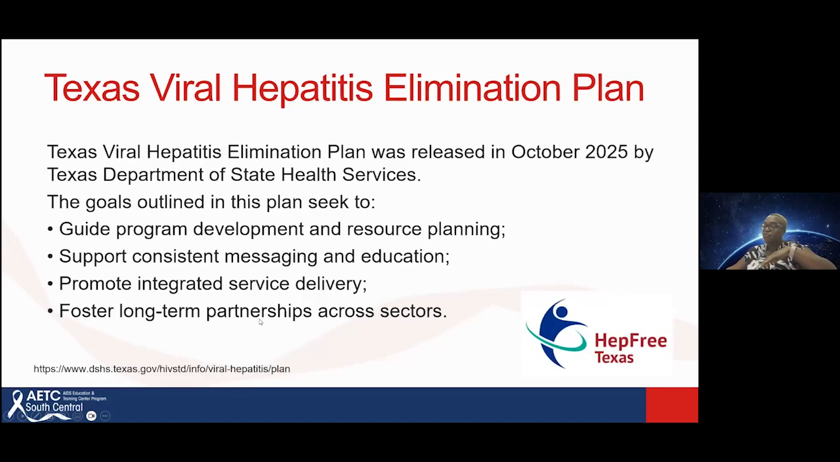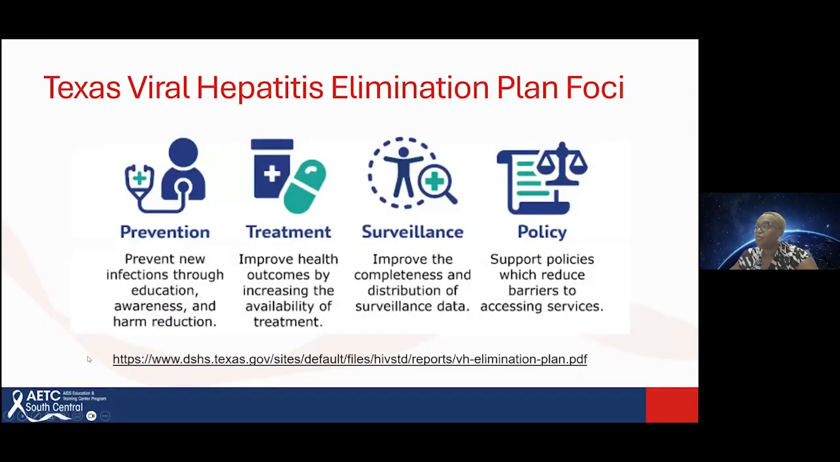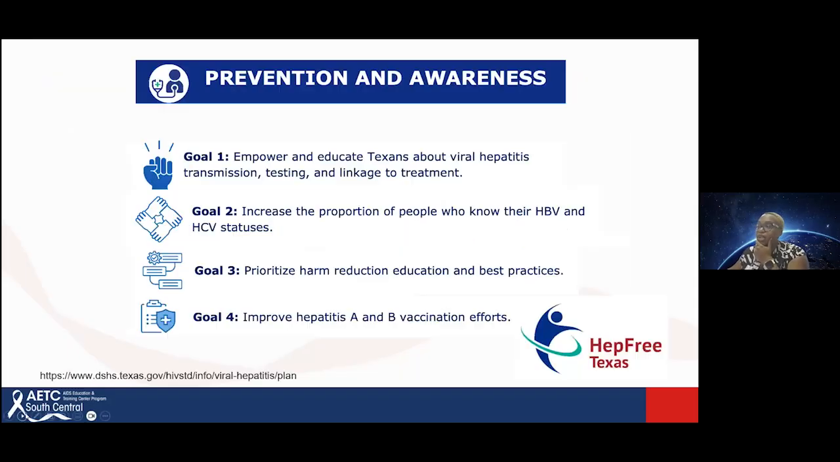And so the Texas Viral Hepatitis Elimination Plan, like I said, was released in October 2025 by DSHS. The goals outlined in this plan seek to guide program development and resource planning, support consistent messaging and education, promote integrated service delivery, and foster long-term partnerships across sectors. These are the 4 foci, the places that we focus our efforts on within the plan: prevention, treatment, data and surveillance, along with policy. And so these represented our writing committees. We had, of course, the prevention writing committee, treatment writing committee, and so on and so forth. And so we drafted the plan to look like this, as you can see.